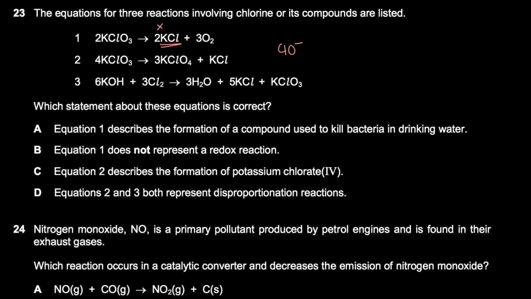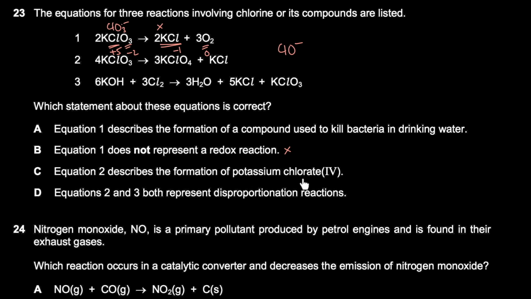Equation 1 does not represent a redox reaction. That is also incorrect because it is a redox reaction. We have ClO3 minus here. This is chlorate(V). ClO3 minus is the chlorate(V) ion. So chlorine is plus 5 here. Chlorine is 0 here. Oxygen is minus 2 here. Oxygen is 0 here. So we have a redox reaction here. So B is incorrect.